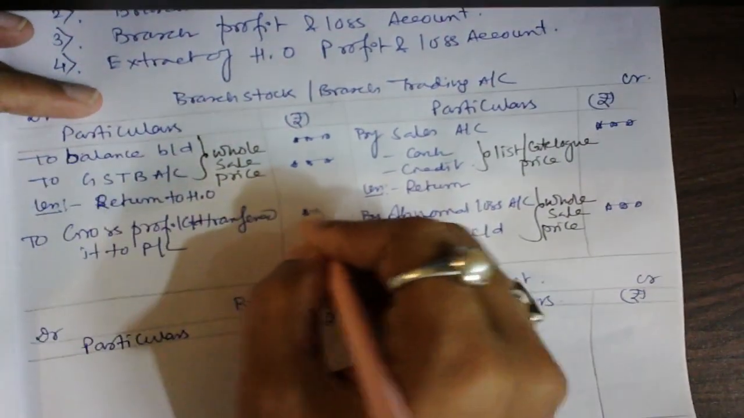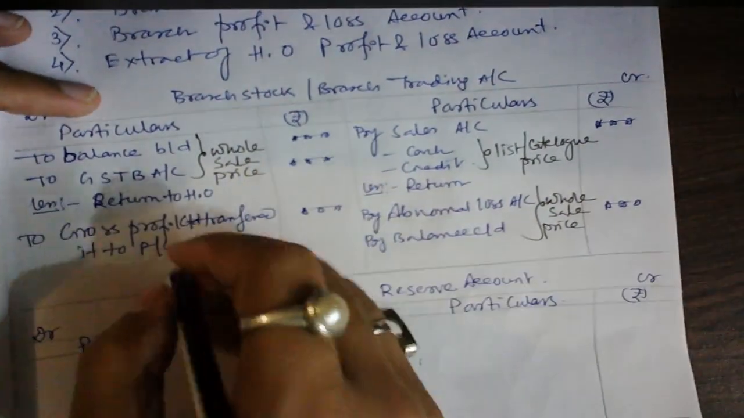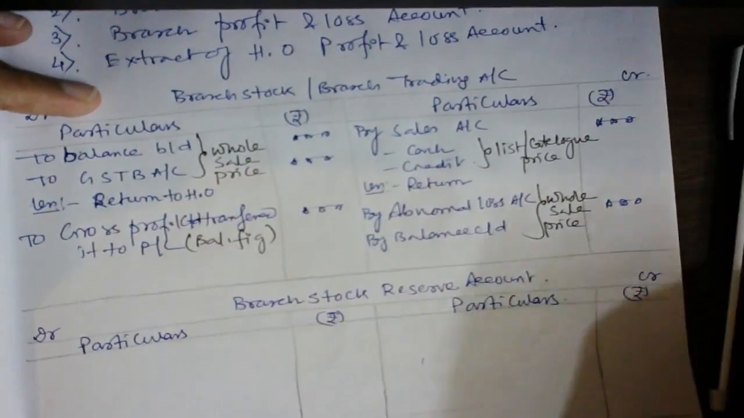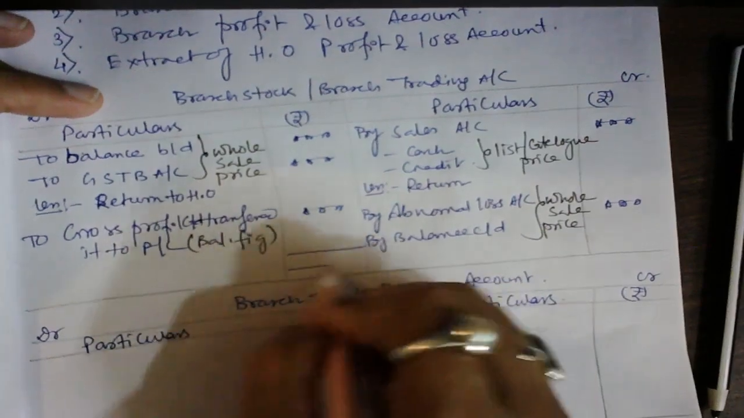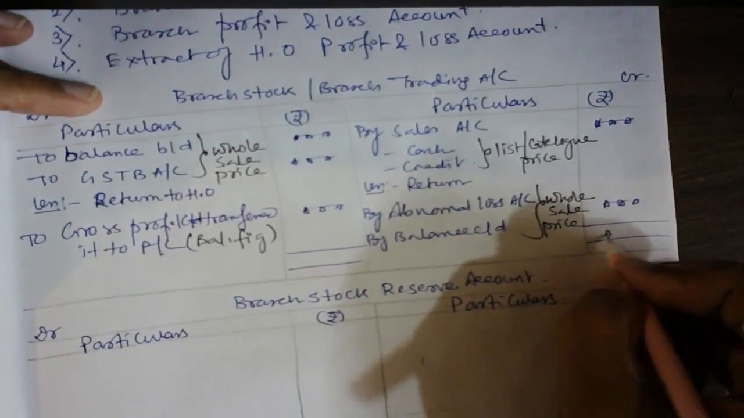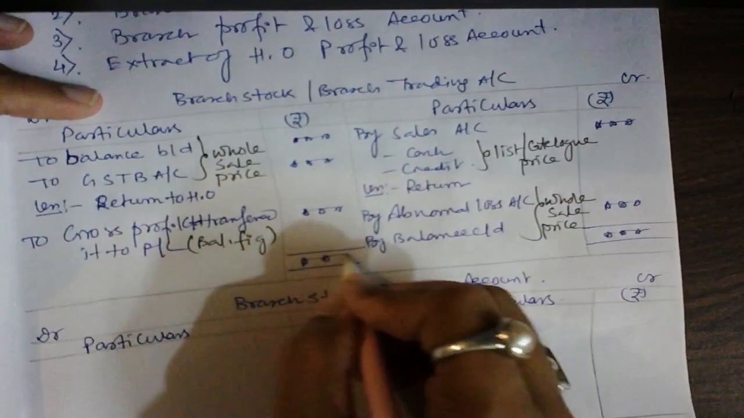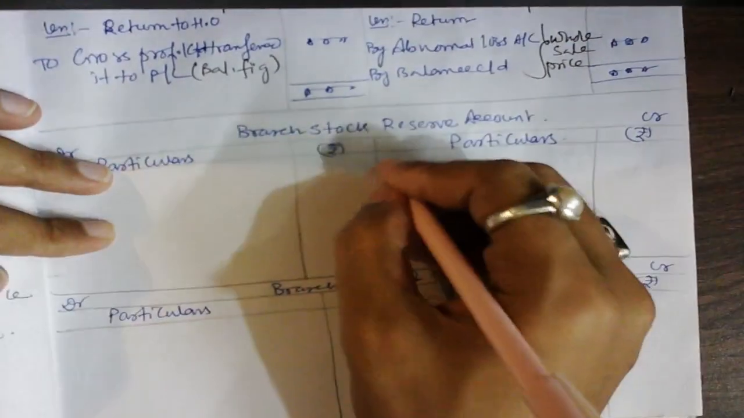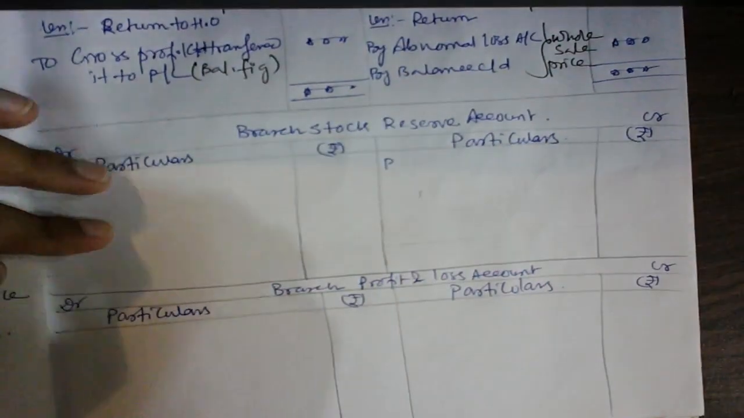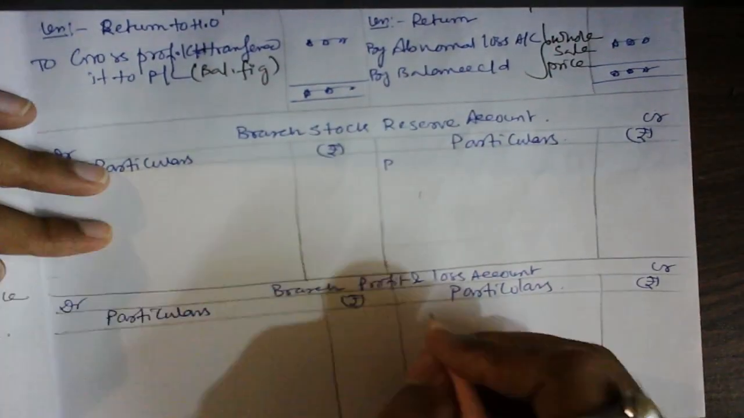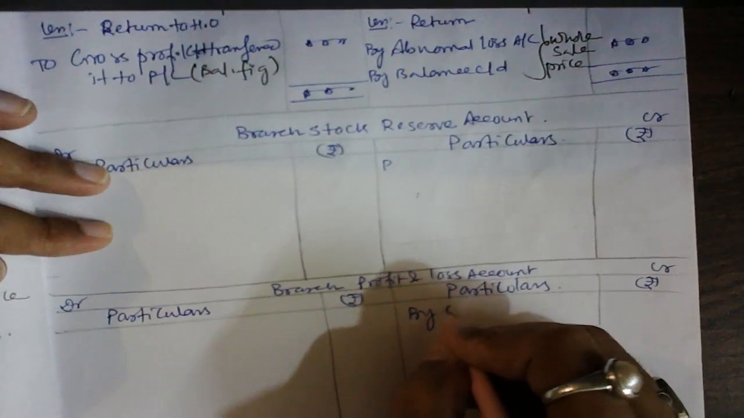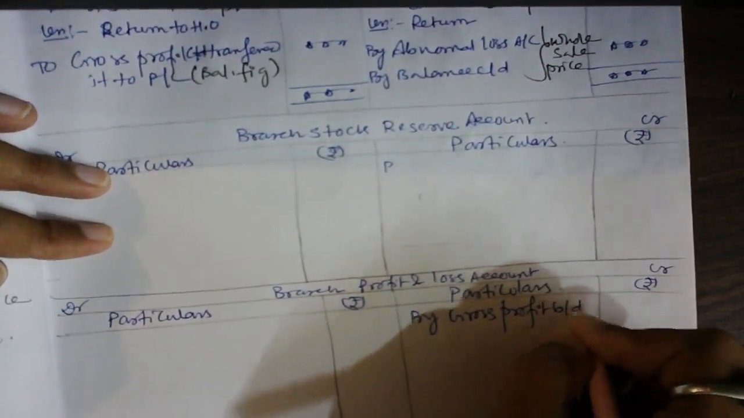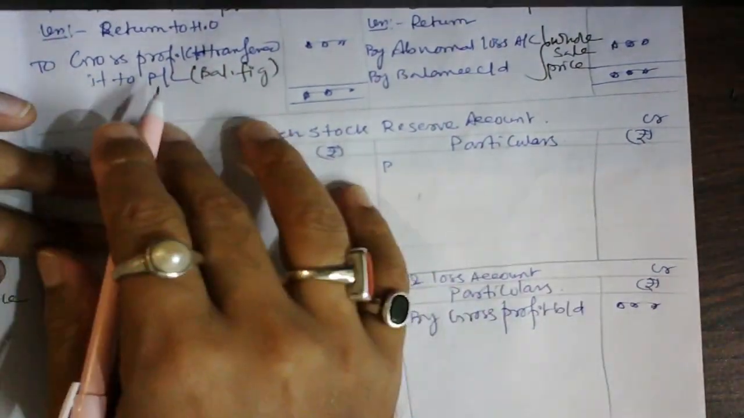Okay, so it is a closing balance. You can see it's a balancing figure. That's a written balance figure. We are going to get the value from here directly. So this profit we need to be transferred in the branch stock reserve. No, not the branch stock reserve, I have to put this profit in the branch P&L. Sorry guys, by gross profit BD. So this profit has to be transferred to the branch P&L.